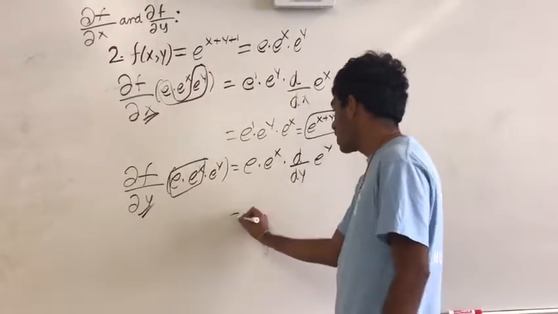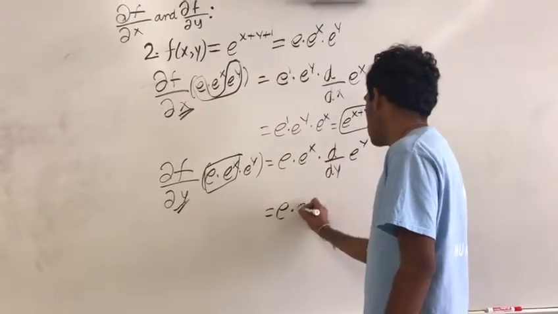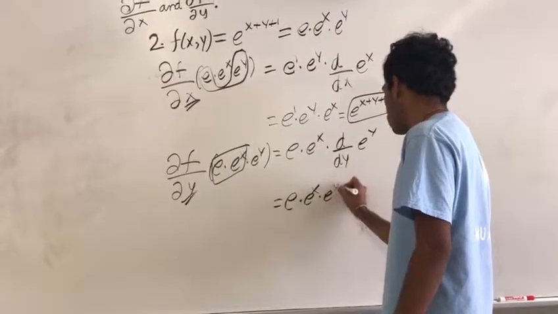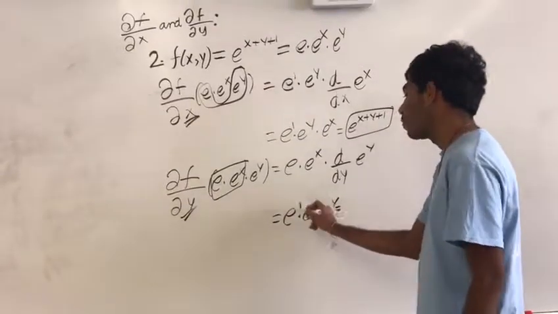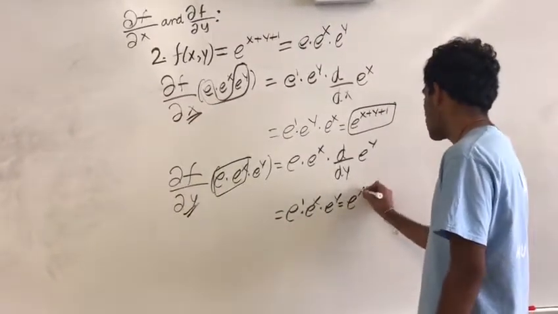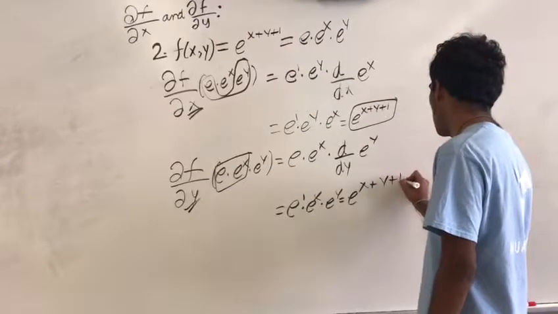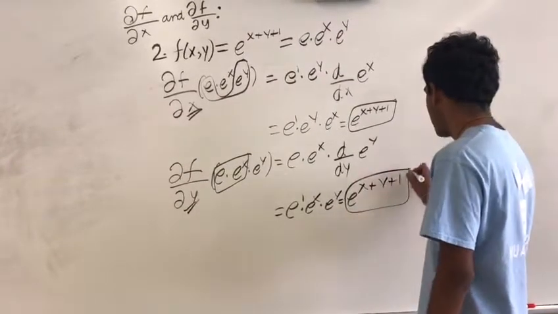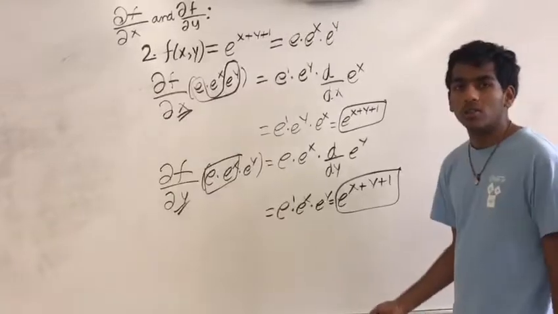So that is just going to give me e times e raised to the x times e raised to the y. And adding the powers up again, I get e raised to the x plus y plus 1. There we are. Again, it's the same old function.